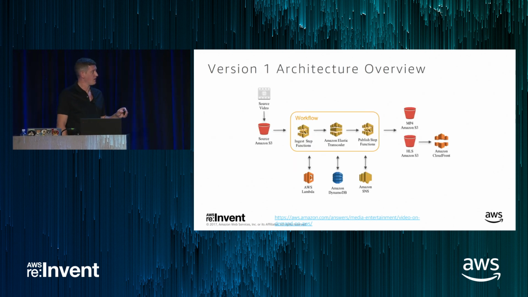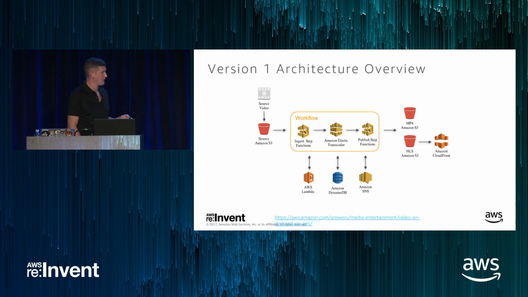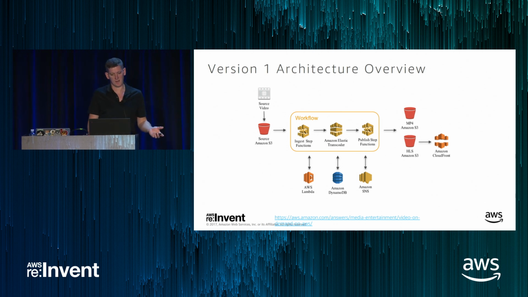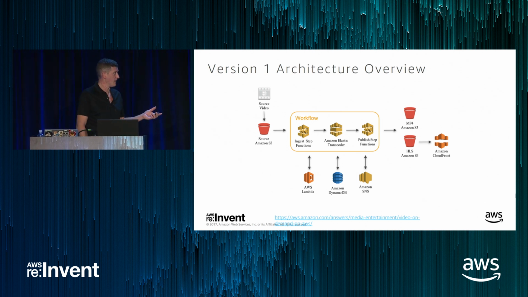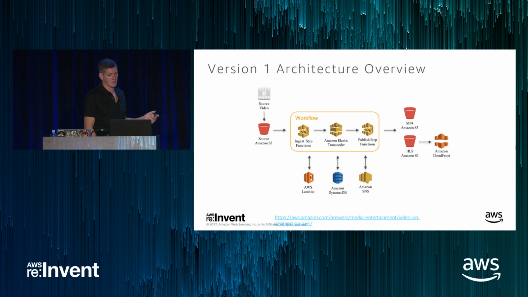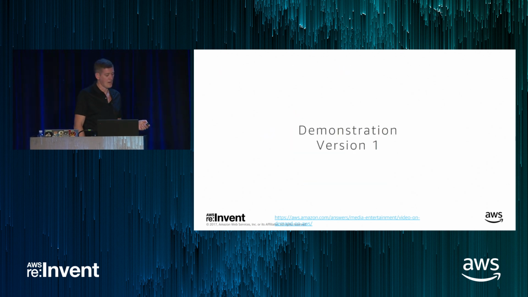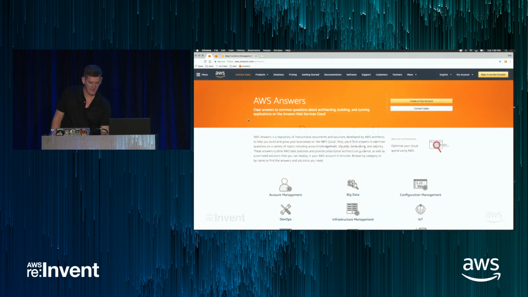So this was the original architecture, very similar to the current version. We've got S3 for source and destination. We're using Step Functions as the orchestration layer for our ingest process and our publishing process. And in the original version, we were using Elastic Transcoder for the encoding. So what I'll do now is switch over and take a look at that version.